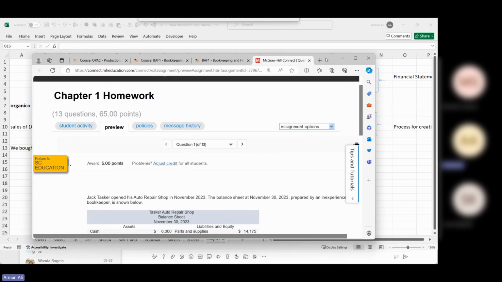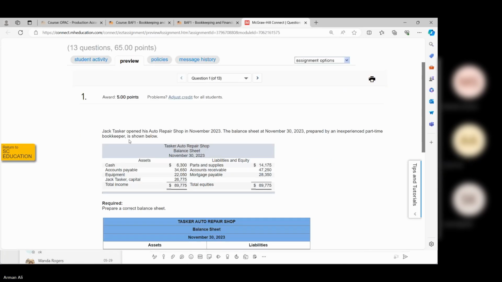So that's a lot of information and I can understand that. Jack Tasker opened his auto repair shop in November 2023. The balance sheet at November 2023, prepared by an inexperienced part-time bookkeeper, is shown below. So we have the assets, cash, underneath the assets, not debit credit. It's just asset side. Accounts payable, equipment, capital, total income, total equities. So this is entirely wrong, and we have to correct it.